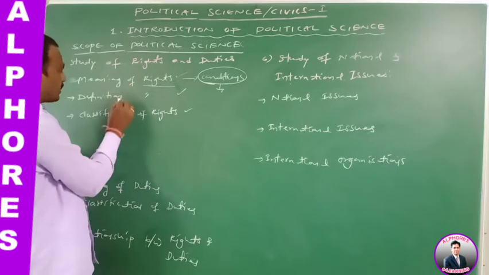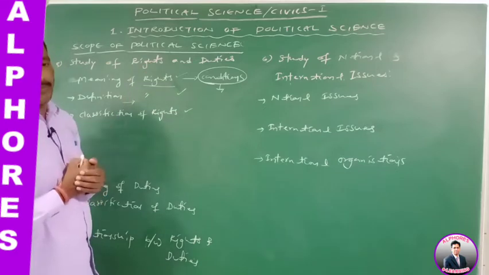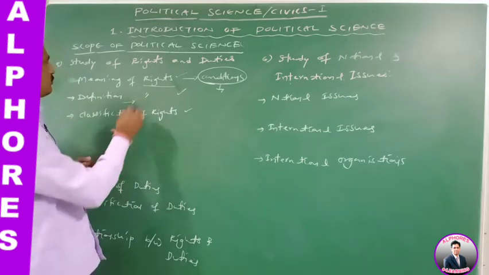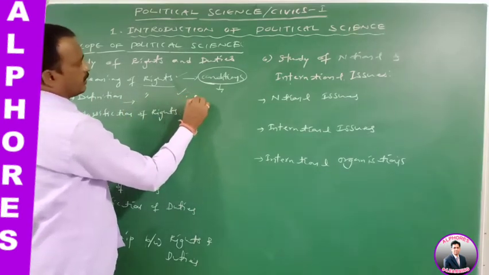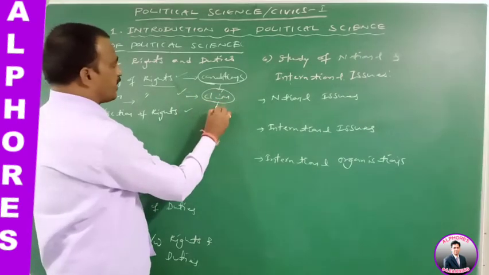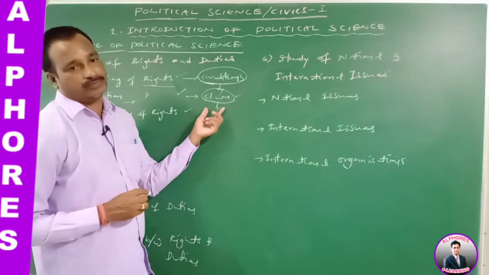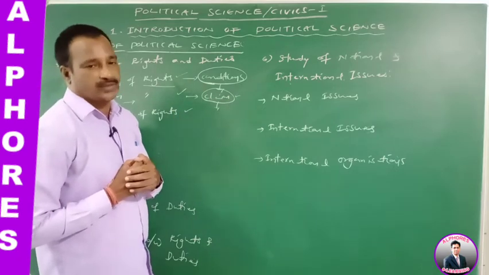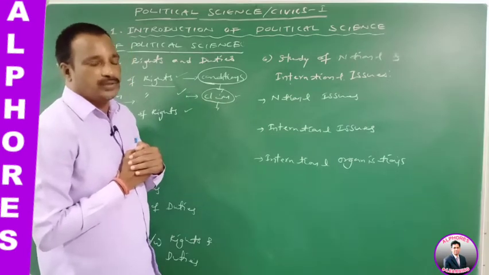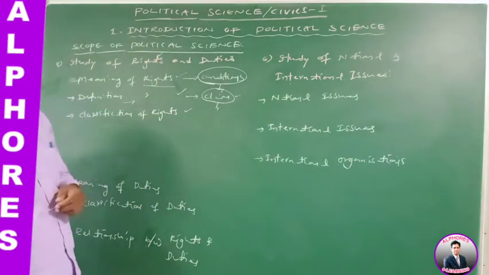Next, political science gives definitions of rights. Here I am going to give one definition, of Bosanquet. According to him, right is a claim. When the claim is recognized by society and enforced by the state, it becomes a right. Right is a claim recognized by society and implemented by the state. That is the definition of Bosanquet about right.